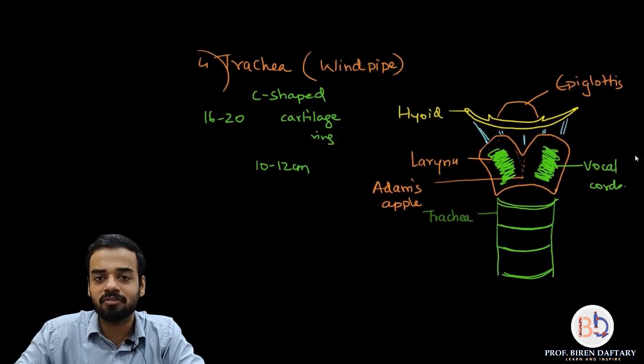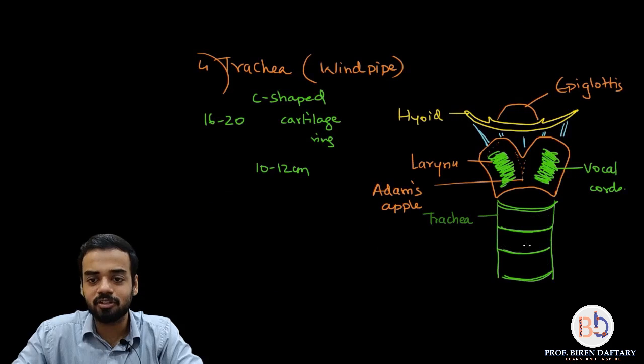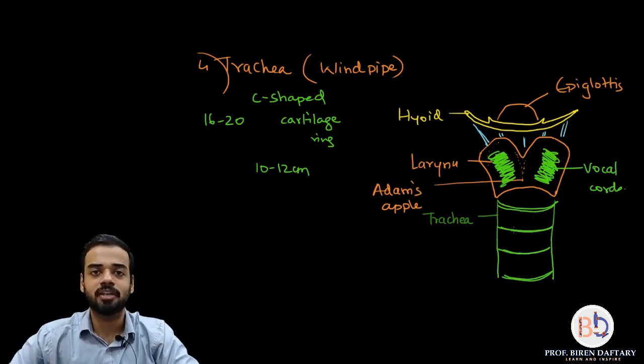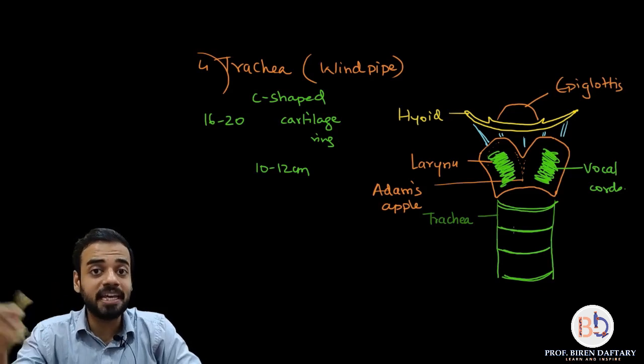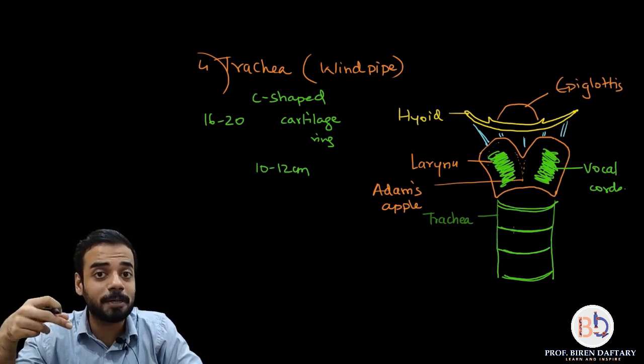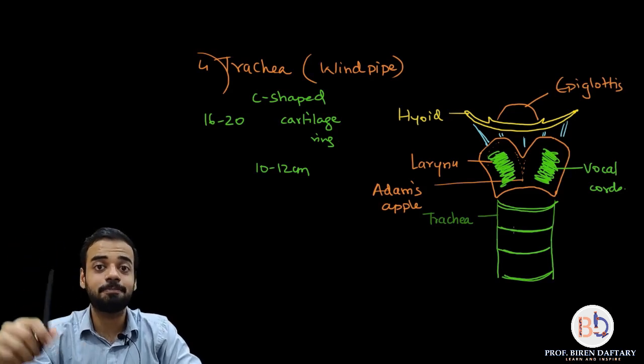Okay, here I have drawn a very short trachea because I have a shortage of space. So such rings will be around 16 to 20. That is your trachea. That is the windpipe. Now behind the windpipe is your food pipe, which is the esophagus. So the esophagus passes behind the trachea.